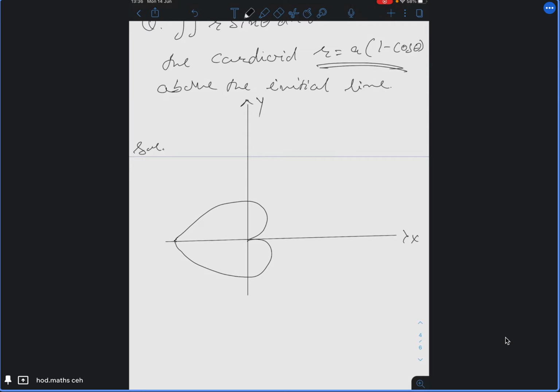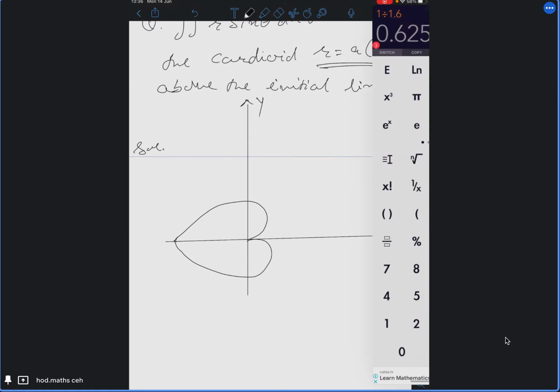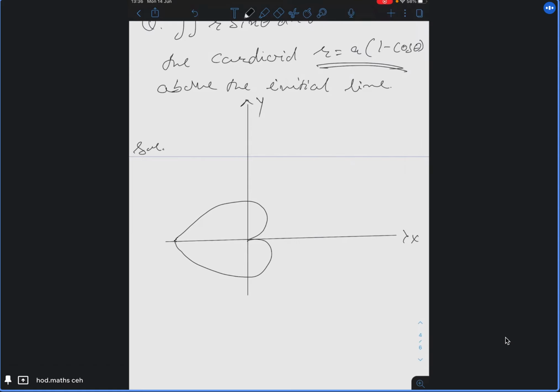So one trick here is whenever r is written in terms of cos, the maximum portion of the curve will be on the x-axis. I'm saying this for circles, or in any other case also. And if it is sine, it will be on the y-axis. For this one, the curve r is equal to a into 1 minus cos theta is this one.